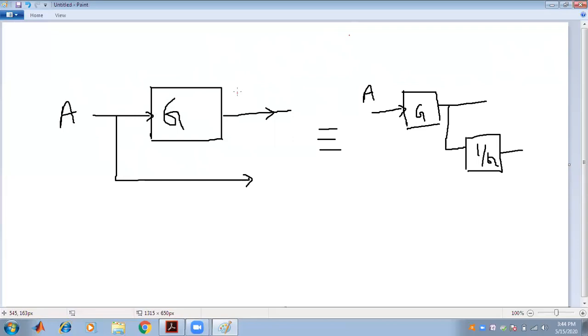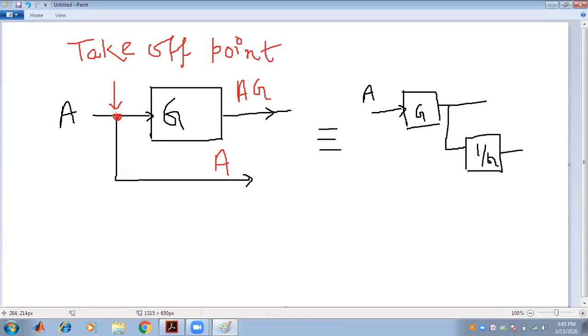So this is the A. The output from that block is A again getting G, and the output from that point is A. This A is taken from this point, which is generally known as the take off point. Let's see what the value is at that particular point. The value is AG. So the value at that particular point is also AG.